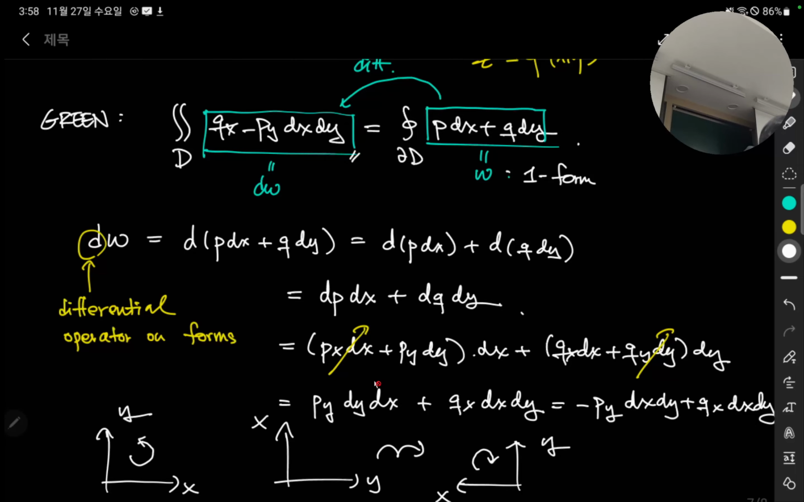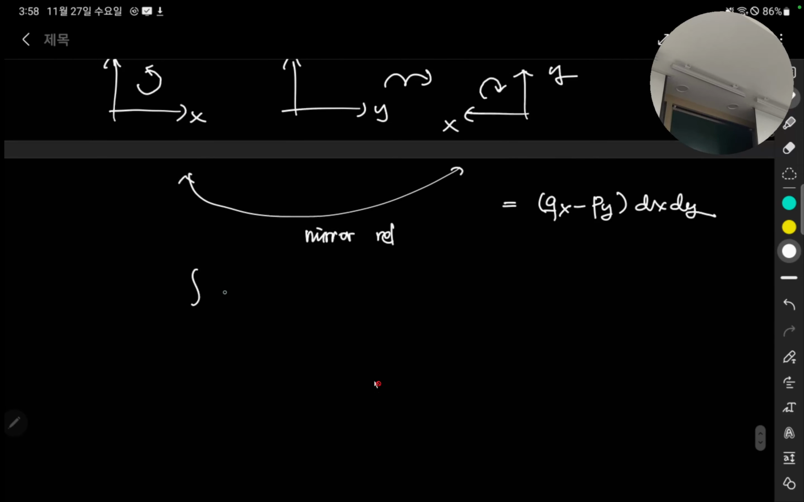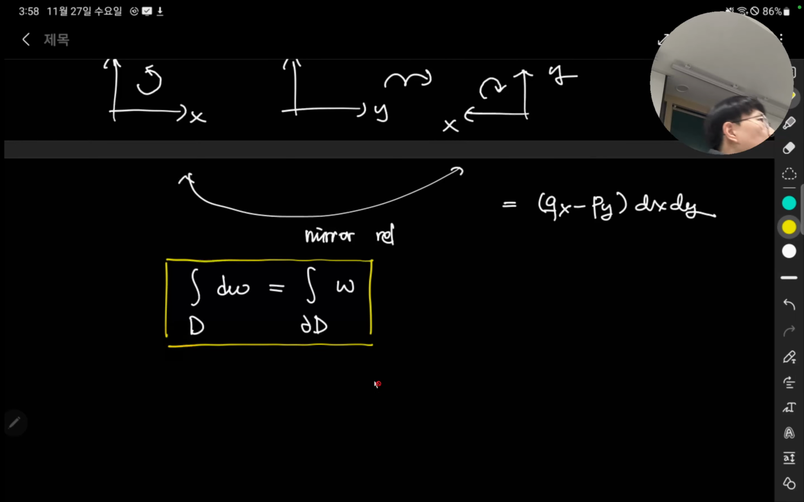So what can you say about Green's theorem? It says the integration of d omega on the two-dimensional region is the same as the integration of omega on the boundary of the region. So this is how you can write your Green theorem in a simpler way.